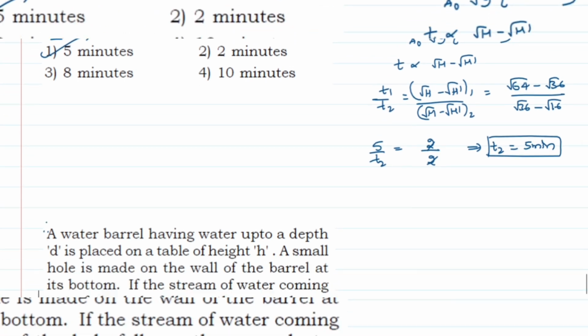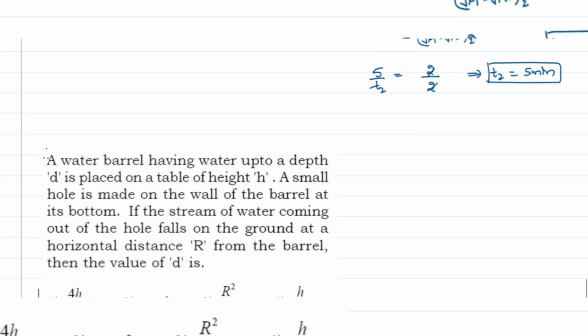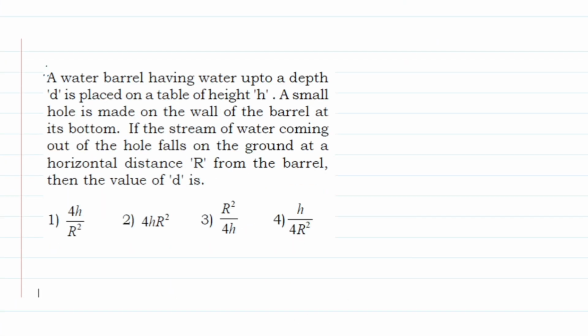Now look at the next question. A water barrel having water up to a depth D is placed on a table of height h. A small hole is made on the wall of the barrel at its bottom. Here a water barrel is given like this, having water up to a depth D. This is the depth of the water. Now a small hole is made on the wall of the barrel at its bottom.